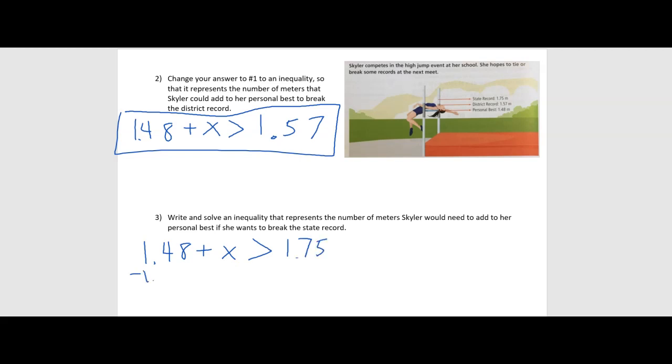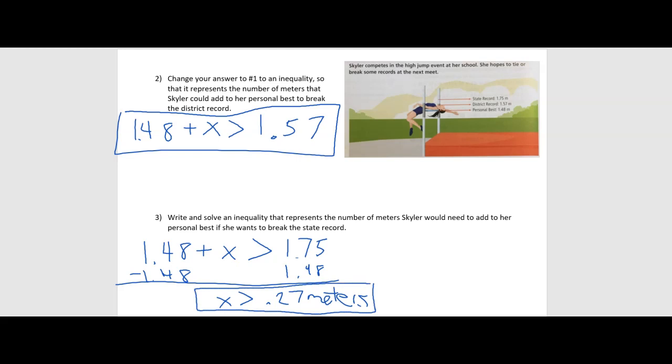So if we subtracted 1.48 from both sides, that gives us x is greater than 0.27 meters. So she needs to improve her personal best by more than 0.27 meters to break the state record. Okay, so again, just a very basic setup here. The problems will get a little bit more complicated, but again, same idea as an equation.